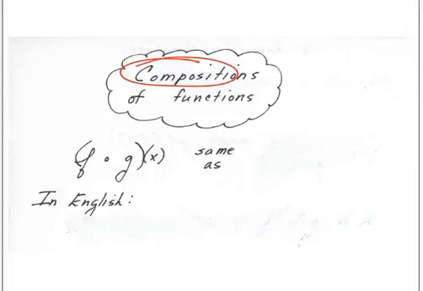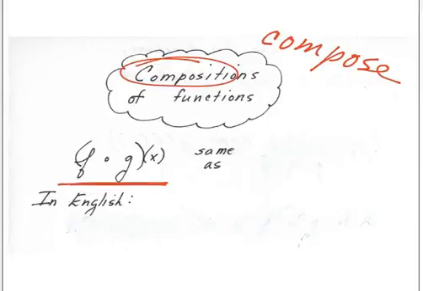Well, if you compose a song, you take all of your ideas and you put them all together and you create something new. If you compose a poem, you take a bunch of your ideas, you analyze the words, and you put it together to create something new. So we are going to compose or create something new out of other functions. This is what it looks like.